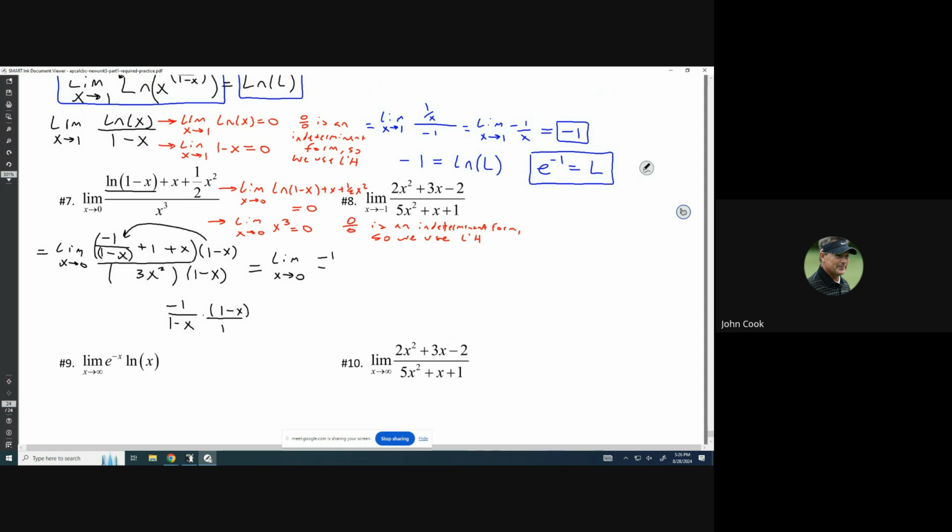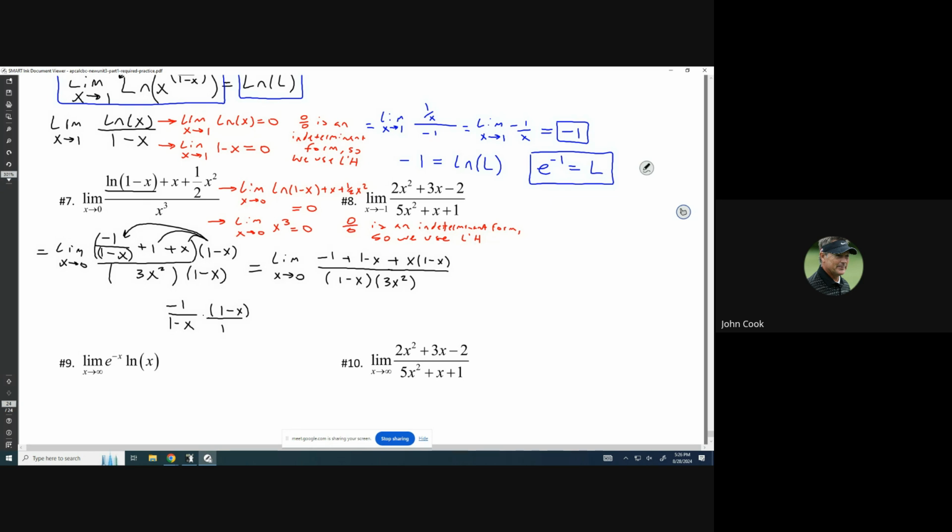You just get negative 1. So that'd be negative 1 in the numerator. Now if I distribute it in over here, 1 times 1 minus x is just going to be 1 minus x. And then if I distribute it in over here, I get x times 1 minus x. And then in the denominator, what I would get is 1 minus x times 3x squared.